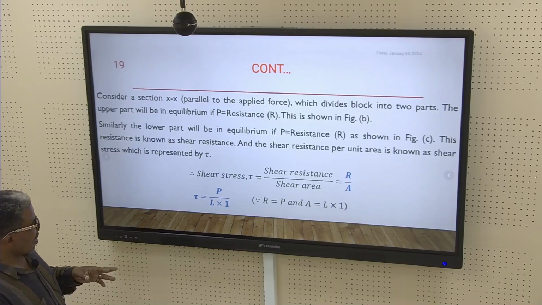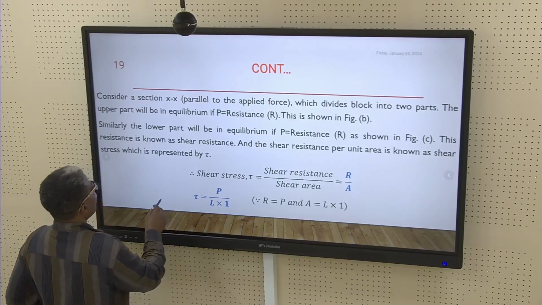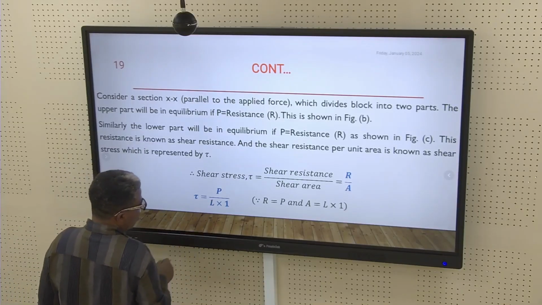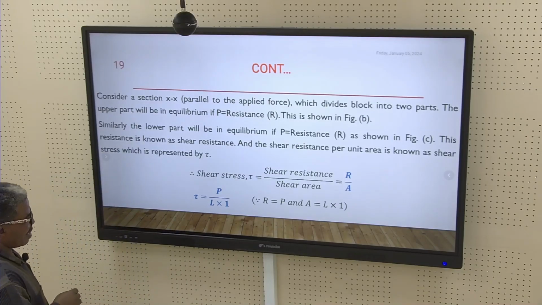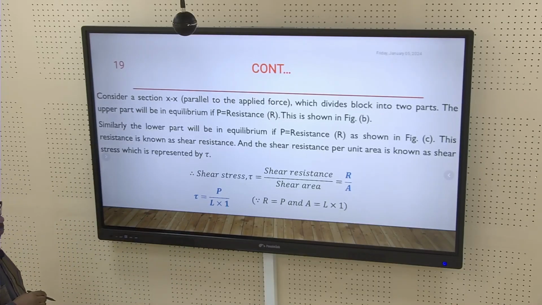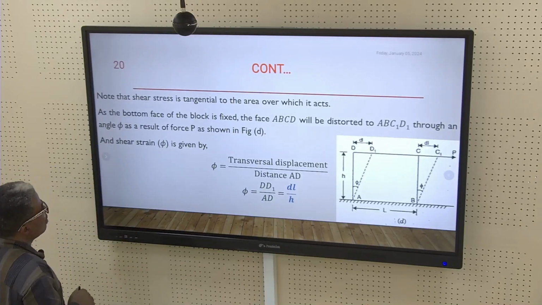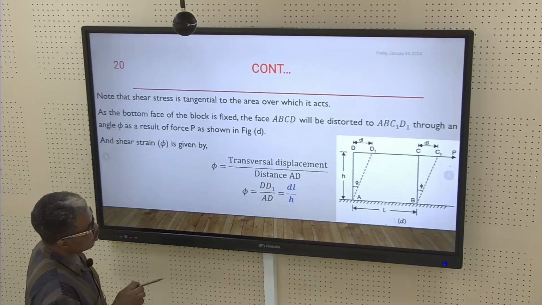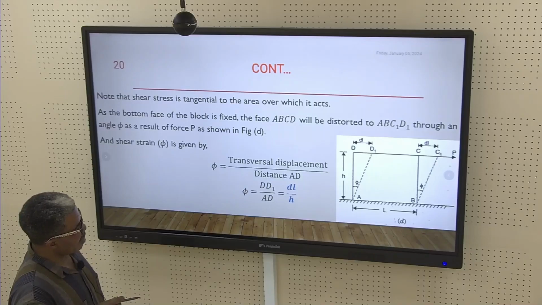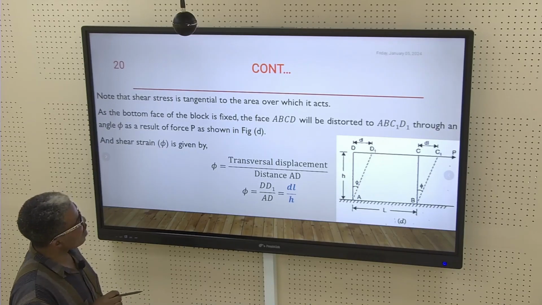And you can now determine this shear stress by P over the shear area, that is, P over L times 1, where R is equal to P and A is equal to L times 1. This diagram can clearly show what we have been expressing up there. Note that the shear stress is tangential to the area over which it acts.